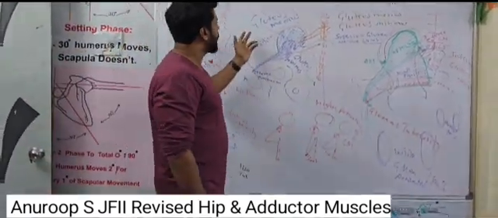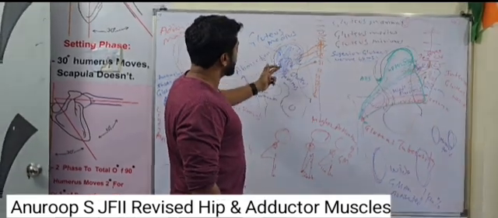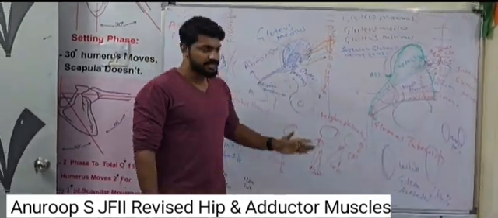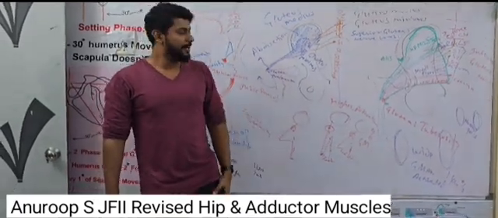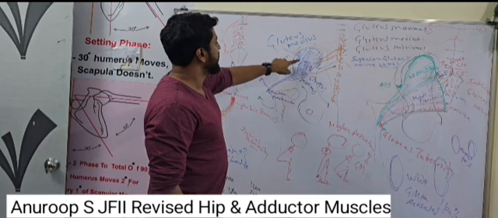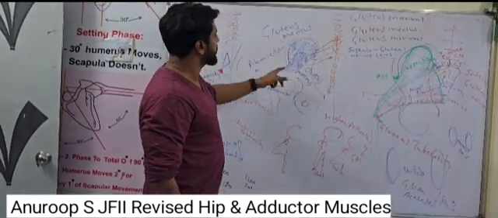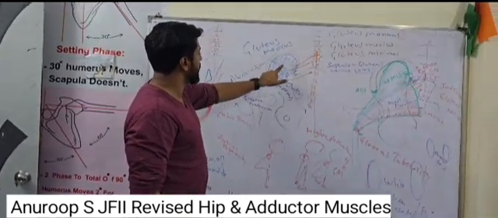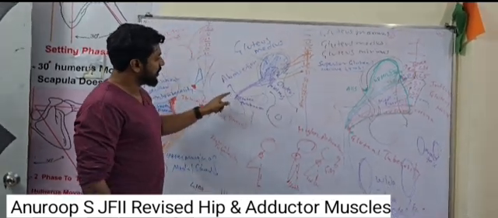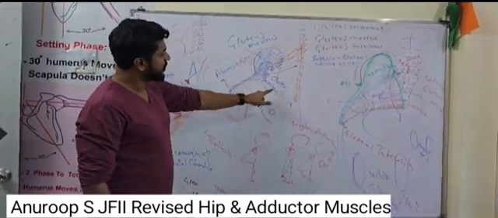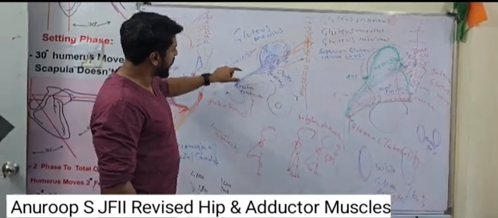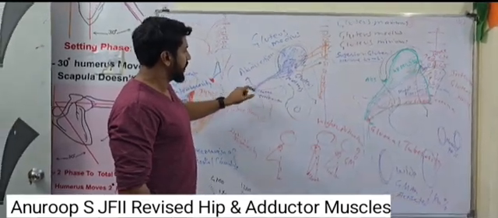Next we will go to gluteus medius and gluteus minimus. These are the muscles which help to do abduction. The gluteus medius originates from the iliac crest or fossa and is attached to the greater trochanter. The gluteus minimus comes just below the gluteus medius and is also attached to the greater trochanter.